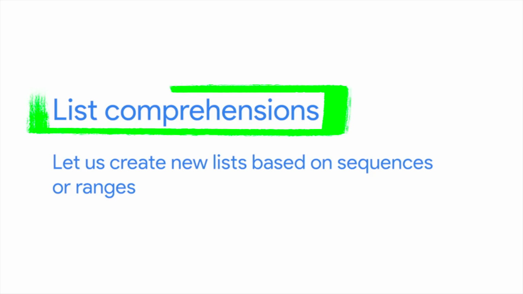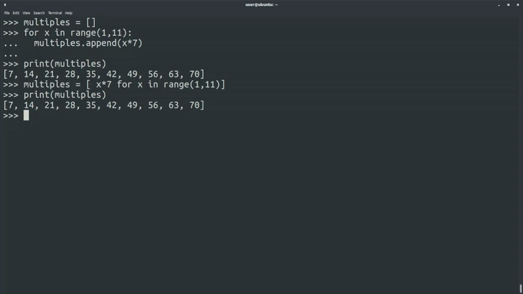List comprehensions let us create new lists based on sequences or ranges. So we can use this technique whenever we want to create a list based on a range, like in this example, or based on the contents of a list, a tuple, a string, or any other Python sequence. The syntax tries to copy how you would express these concepts with natural language, although it can still be confusing sometimes. Let's check out a different example.